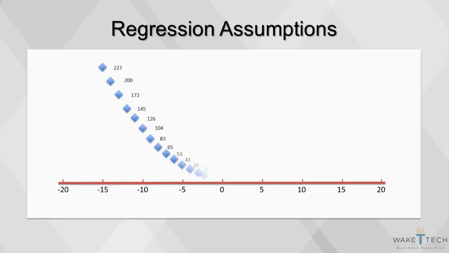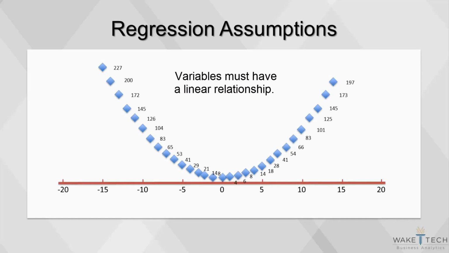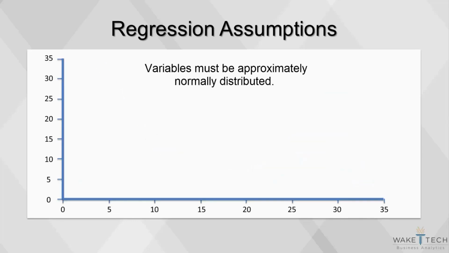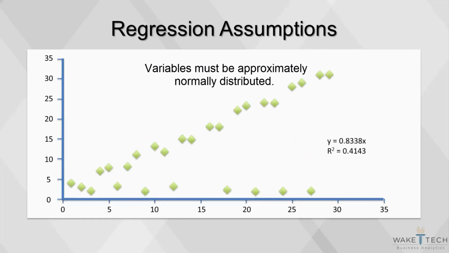Some key assumptions before you apply regression techniques. First, the variables have to have a linear relationship. In this example, the relationship between x and y is not linear, so we cannot fit a linear regression line. The variables also have to be approximately normally distributed. In this example, y is not normally distributed at each value of x, so it doesn't make sense to fit a linear regression line.